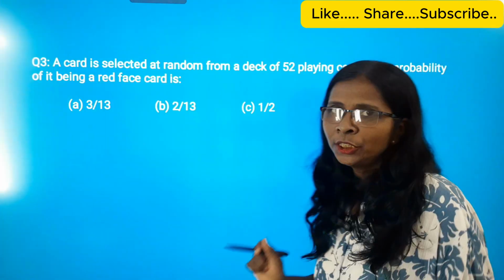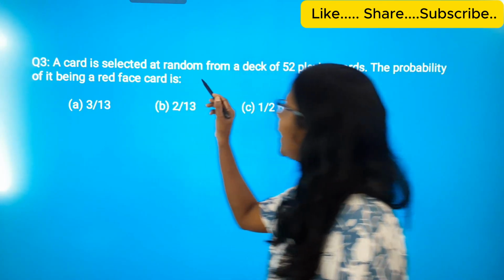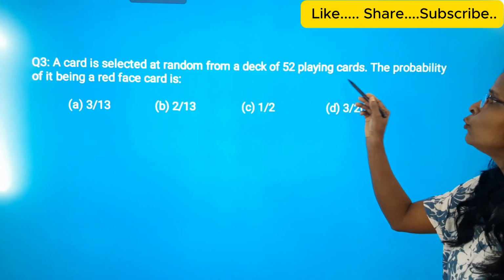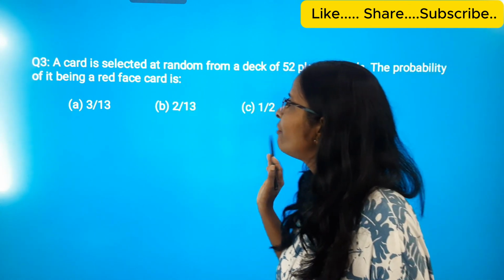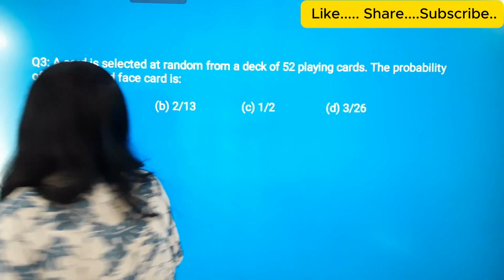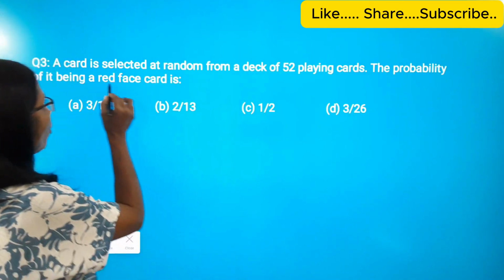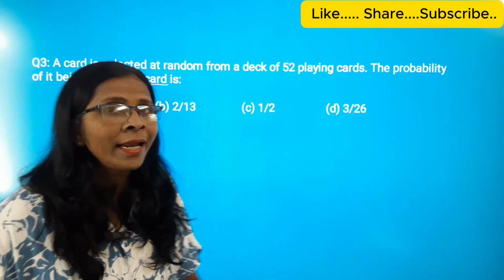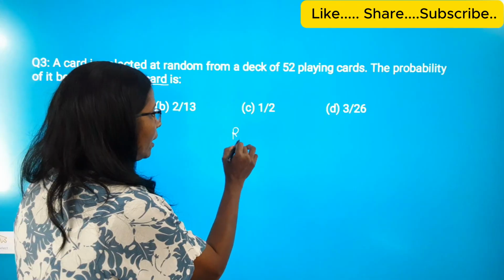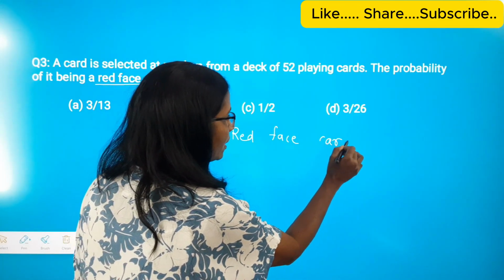So question 3, students, from 2025: a card is selected at random from a deck of 52 playing cards. The probability of it being a red face card is, there is a red face card. Okay students, we want the probability of a red face card. So now here, how many red face cards are there? Red face cards. Okay, red face card.